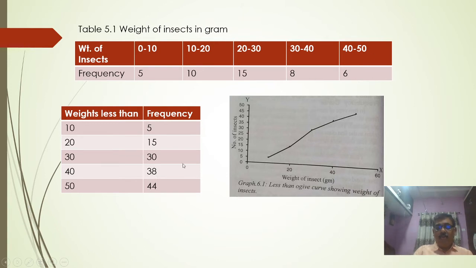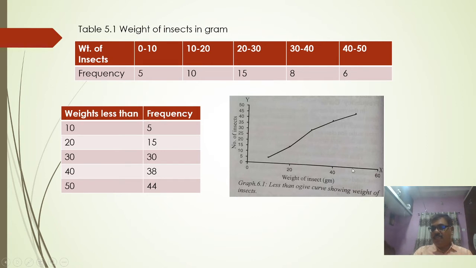And therefore now we have to plot the points. At 10, we get a frequency of 5. At weight 20, the weight of the insect less than 20, the frequency is 15. Then next, for 30, the frequency is 30. Then for 40, the frequency is 38, and for 50 the frequency is 44.